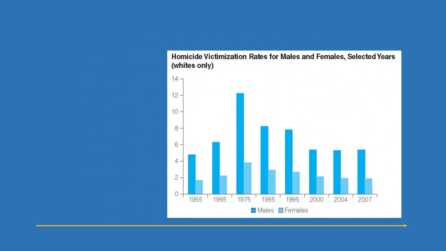This is kind of an interesting chart. It shows 2 things at once. This shows the change in homicide victimization rates over time, and at the same time, the gender differences in those victimization rates. We would call this an information-rich illustration.